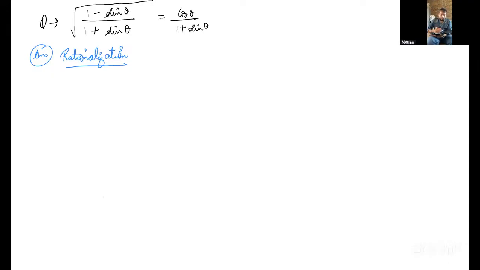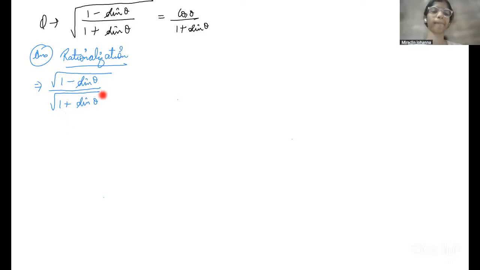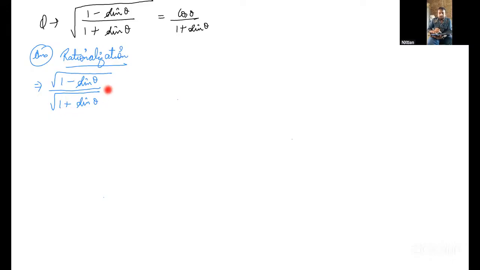Now, what do you mean by rationalization? Basically, if the question is in the form of 1 minus sine theta upon root of 1 plus sine theta, then we have to do one step. Everyone, please pay attention. Don't go here and there, otherwise you will not be able to understand. Now, what is in the denominator? Root of 1 plus sine theta. So if there is a plus sign in the middle, we have to multiply it with minus.